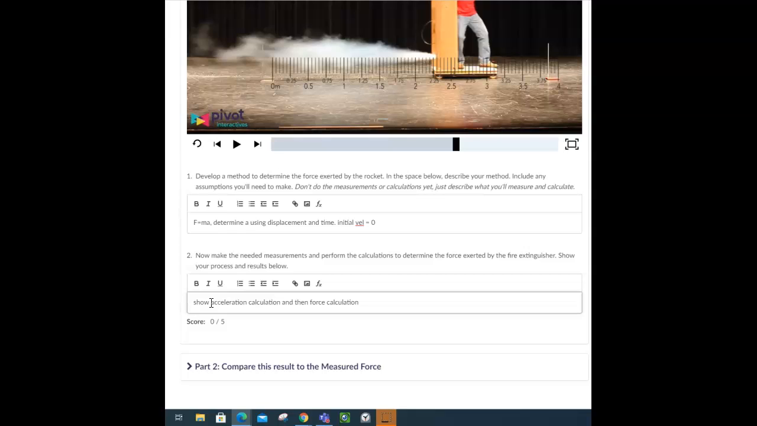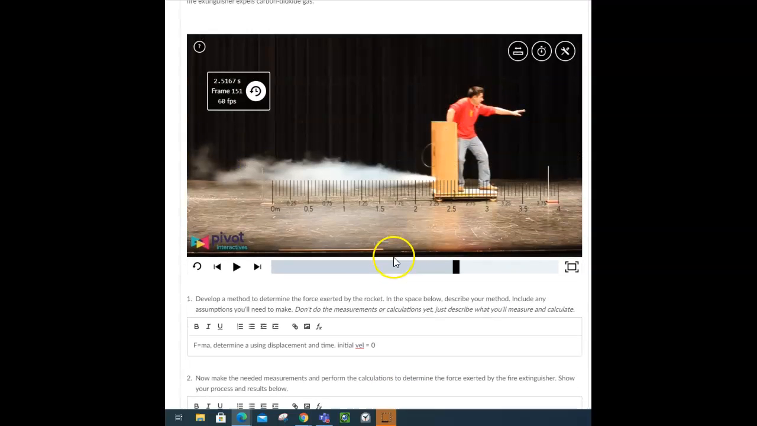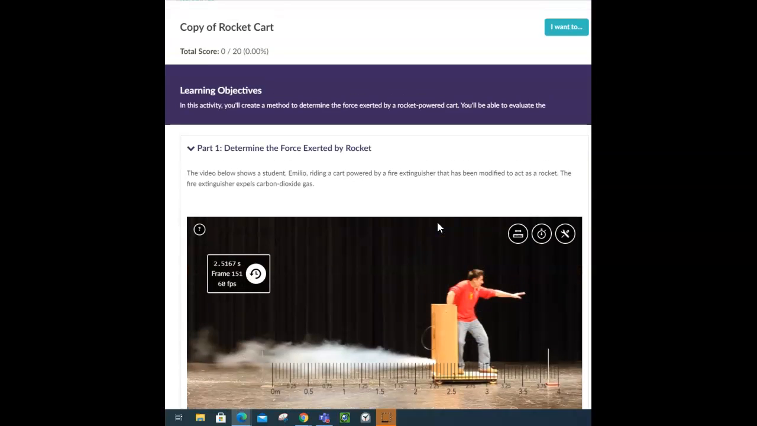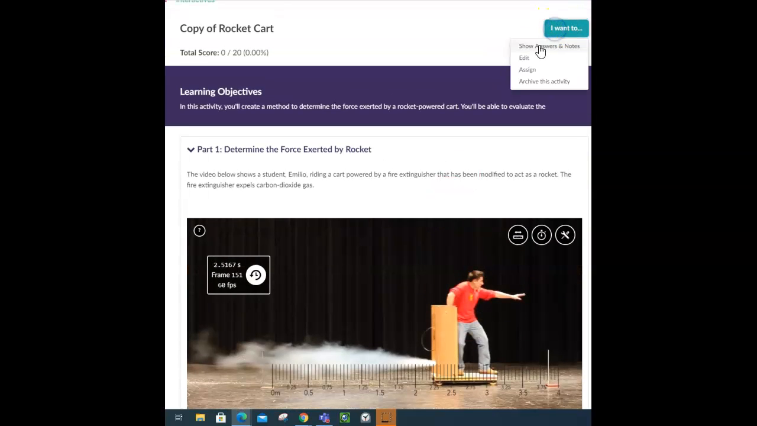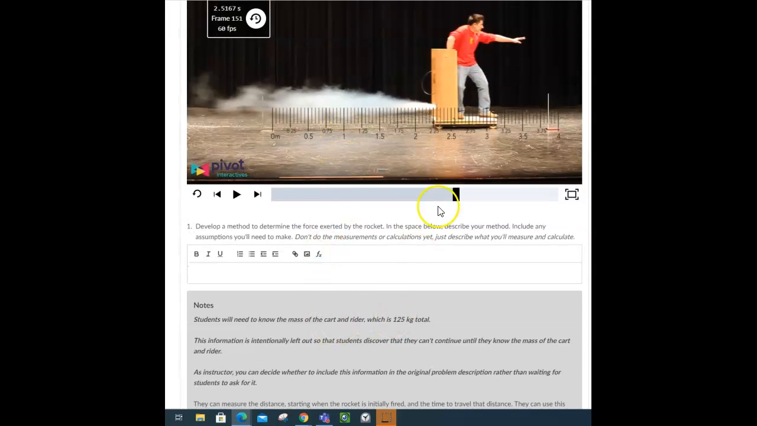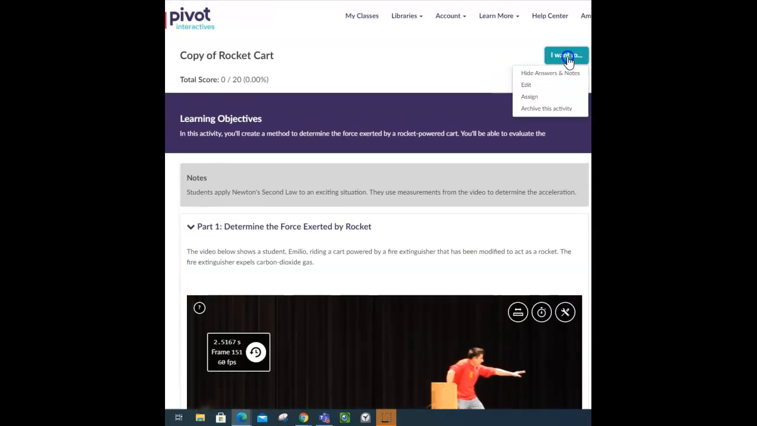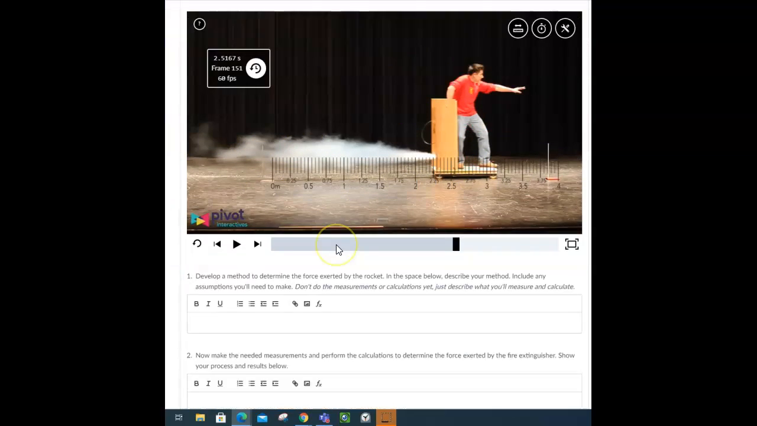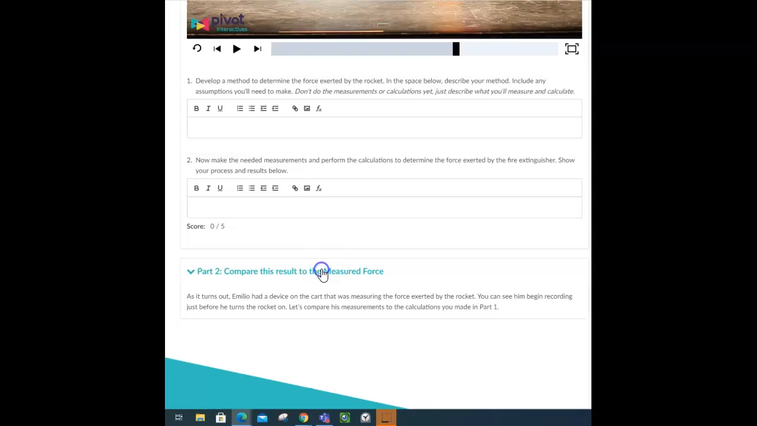calculation. So you'll calculate your acceleration there, show your work, and then F equals ma. The mass, they don't tell you, you're supposed to ask the teacher. The mass of Emilio and the cart is, I think it's 125 kilograms. Hold on just a second. I can actually show teacher notes. And yes, 125 kilograms is the mass of Emilio and the cart altogether, and so you'll need that. Okay, then you do part 2.